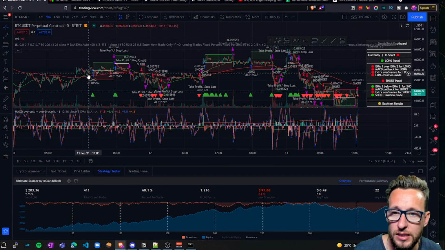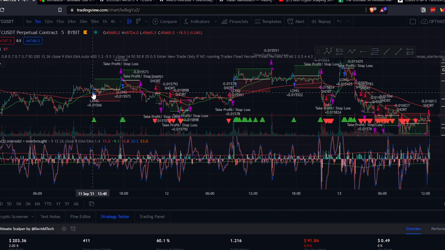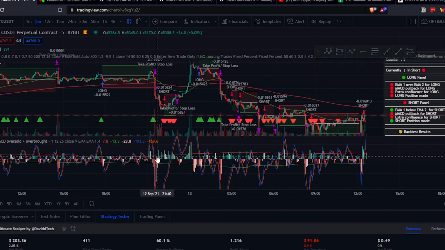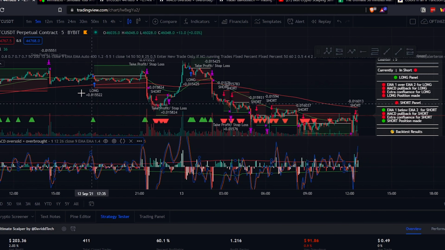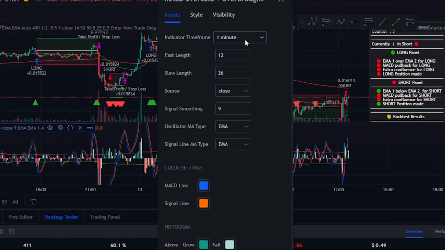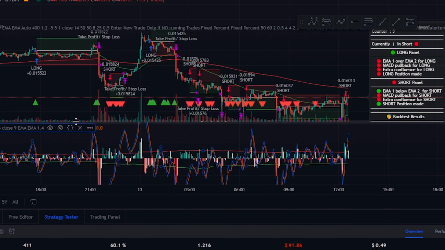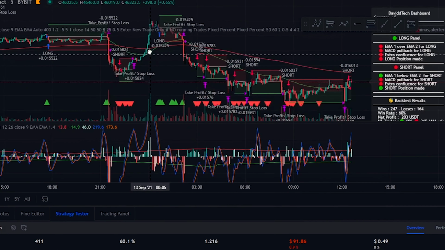The idea was that if the green, being the 50 EMA, is higher than the 200 EMA, being the red, we are looking for long positions, and the other way around, if the red is above the green, we are looking for short positions. And to find the perfect entry, we're using the MACD on a lower time frame. Now we're currently in the 5-minute time frame, so we're going to be looking at the MACD on a 1 minute. Okay, so that gives us this, and we're looking for a pullback.